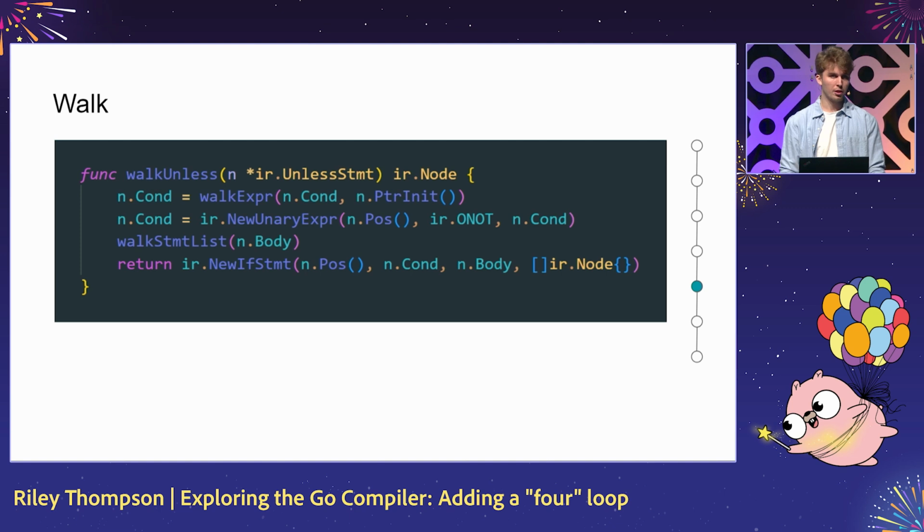To do that, it'll look something like this. First, we do the walk over our condition. Then, we negate our condition by assigning it to itself as a new expression with the condition negated. And finally, instead of returning the unless statement n that was passed into this function, we now return a new if statement that has the now negated condition along with the original body. And that's all that's needed to fully implement our unless statement before we've even reached the back end of the compiler.